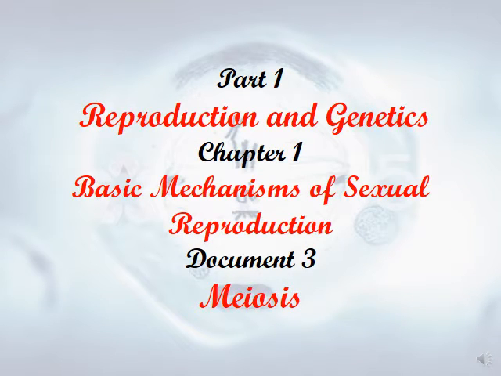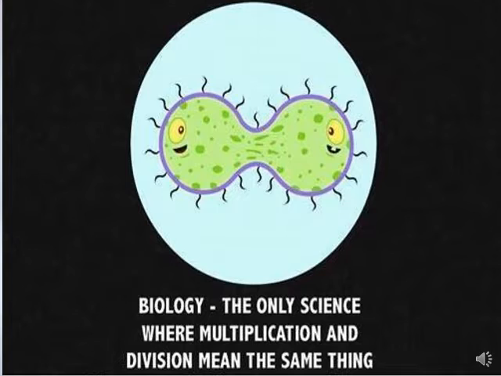So in this part, we're going to talk about the basic mechanisms of sexual reproduction, meiosis, and also mitosis. So let's start first with a good piece of information here. Biology is the only science where multiplication and division have the same meaning. Multiplication means an increase in the number of cells. Division also means an increase in the number of cells. So the only science where multiplication and division have the same meaning is biology.